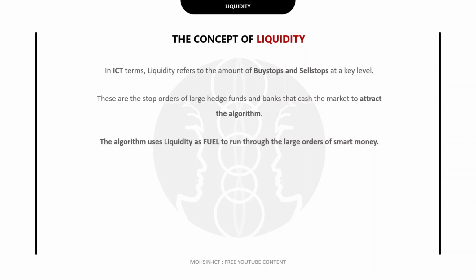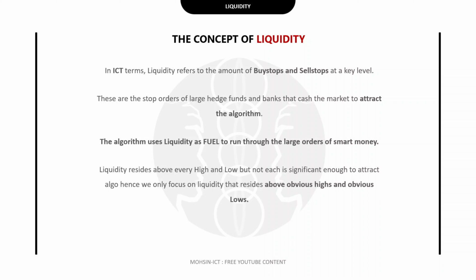The algorithm uses liquidity as fuel to run through the large orders of smart money. Liquidity resides above every high and low, but not each high is significant enough to attract algo. Hence, we only focus on the liquidity that resides above obvious highs and obvious lows.